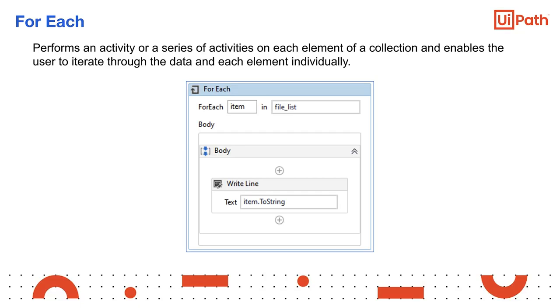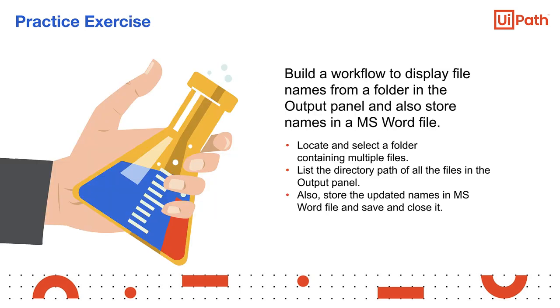We can also use break activity to exit the loop at any desired point, even when the specified condition is valid. If you are interested, you can practice the following exercise.